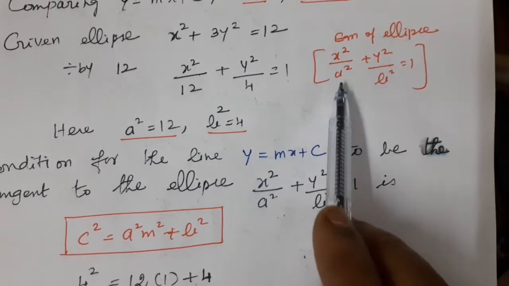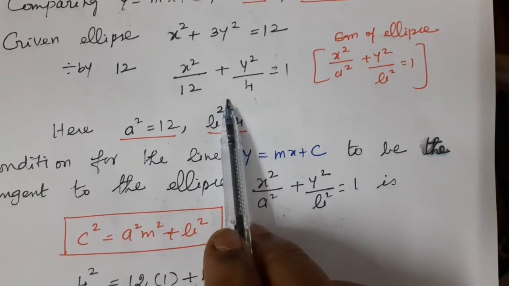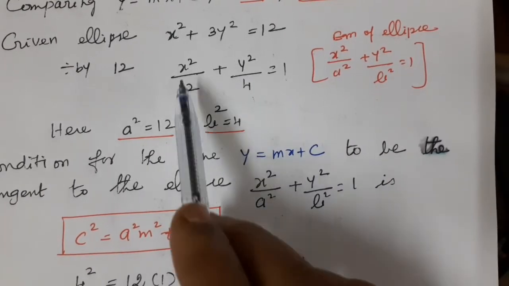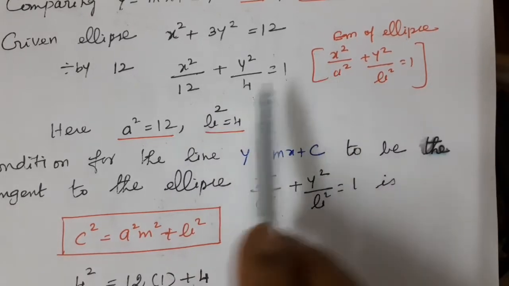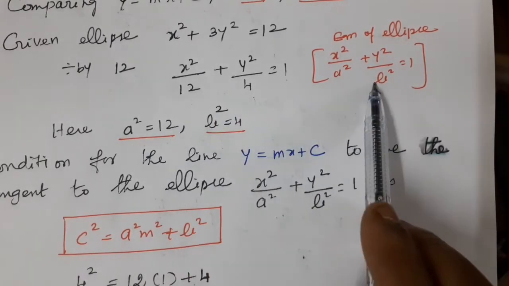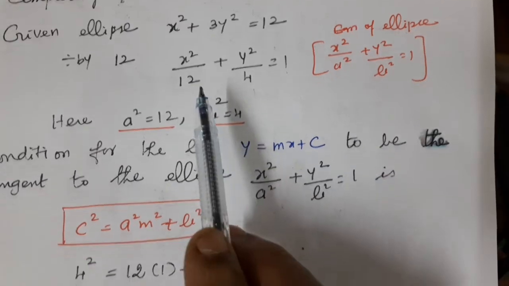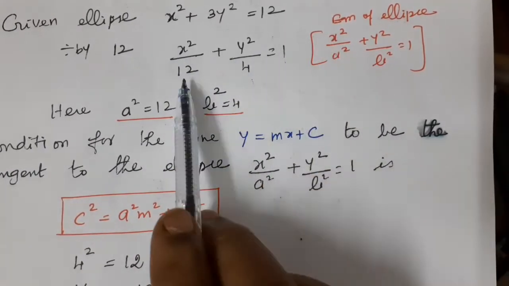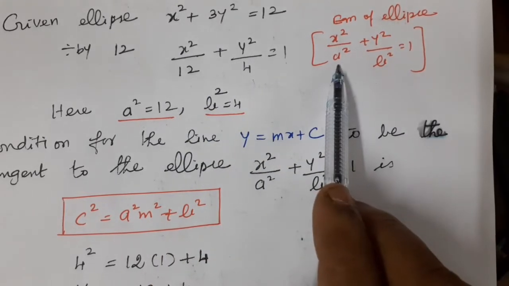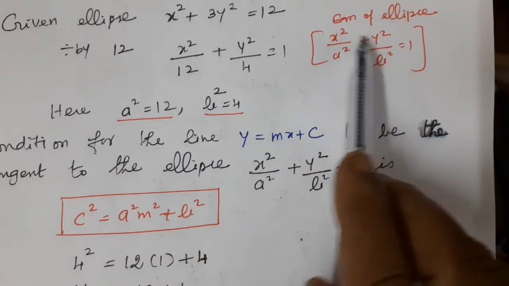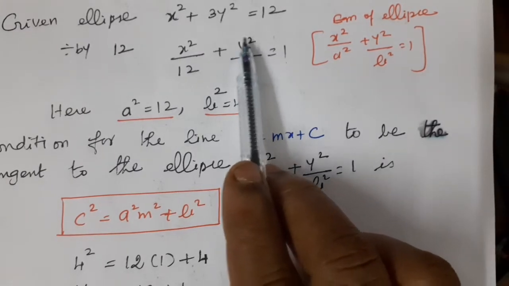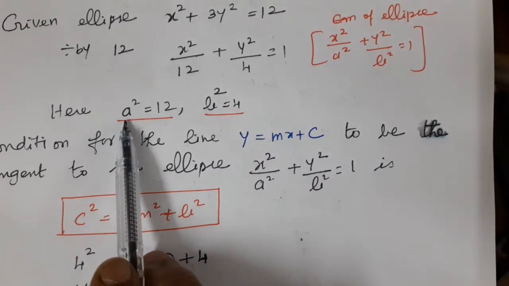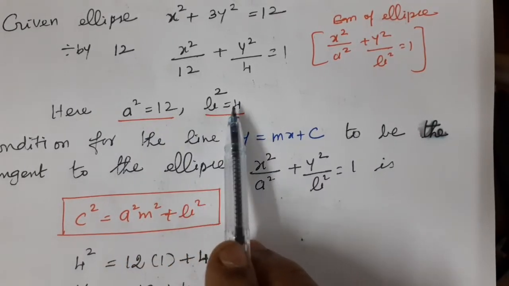Comparing the equation, the standard form of the equation of the ellipse is compared with our equation. Here, instead of a square, we have 12. Instead of b square, we have 4. Comparing both, the numerator is x square and the denominator is 12, therefore a square equal to 12. Plus y square divided by b square; instead of b square here we have 4. Therefore a square equal to 12, b square equal to 4.